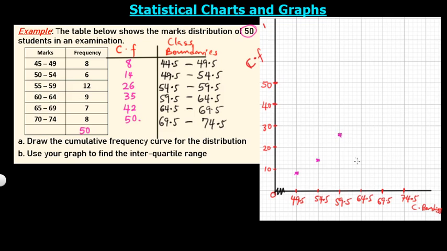So this is 26. When it is 64.5, it's 35. 64.5, I see that's at 35 here. 32, 34, 35 is in the middle here. So when it is 69.5, it gives us 42. So 42 is here. And when it is 74.5, we have the cumulative frequency to be 50. So this is the cumulative frequency.